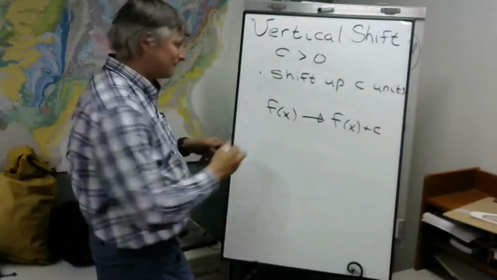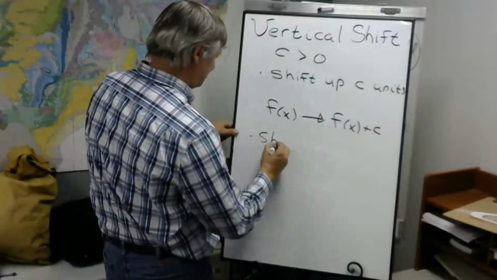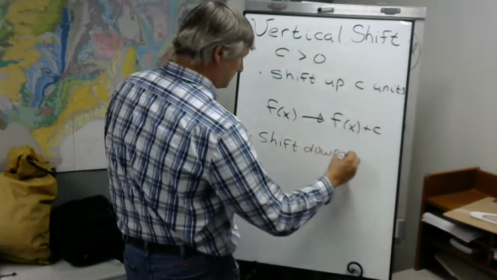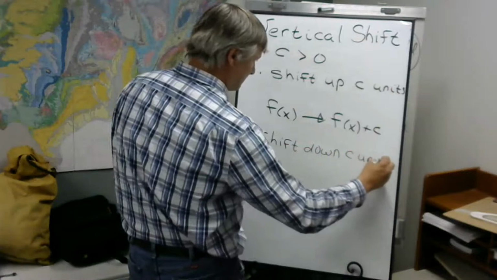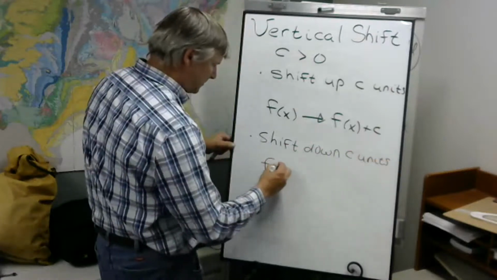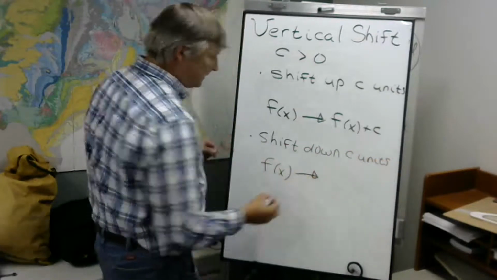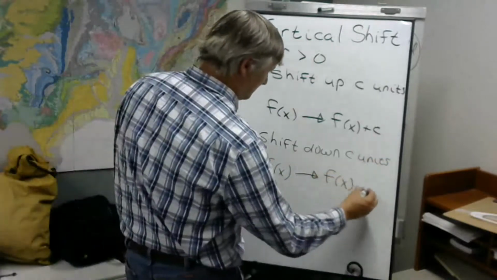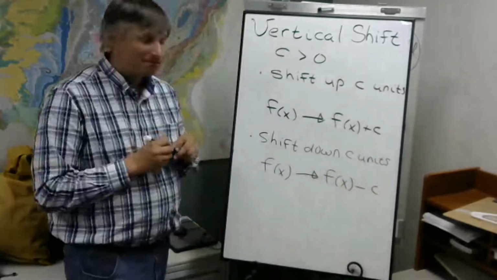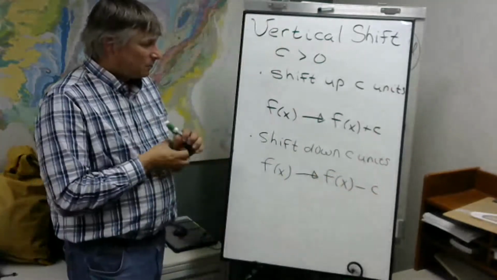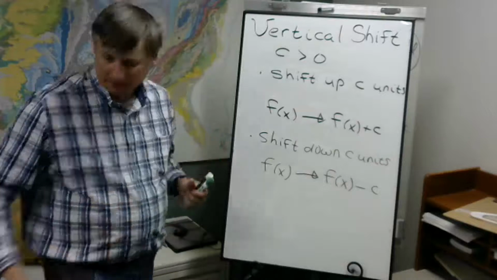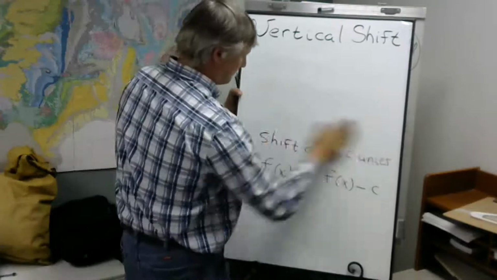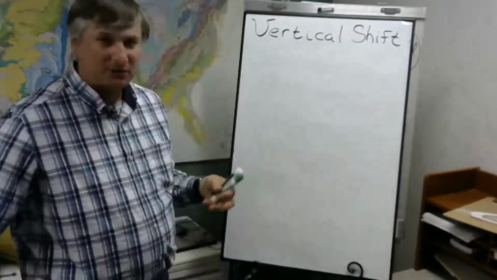If we want to shift it down, well, we start with our original function and we subtract c. And that's it. So what effect does this have on the graph? Well, if we think about the ordered pair x, f of x.